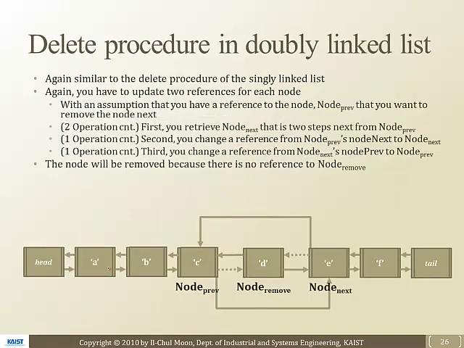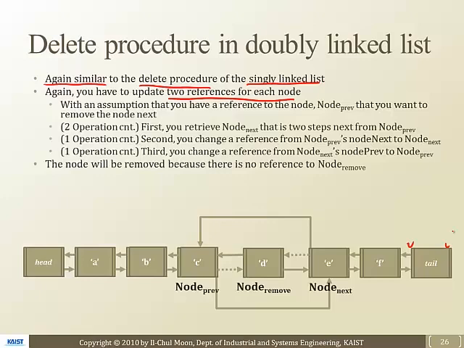How about the delete operation? Very similar, again very similar to the delete operation in the singly linked list. Now you have to update two references for each node, unlike the previous case where you had to update just one reference for each node. But in the doubly linked list, you have two variables to hold references, the previous node and the next node. So you have to do the operation two times.